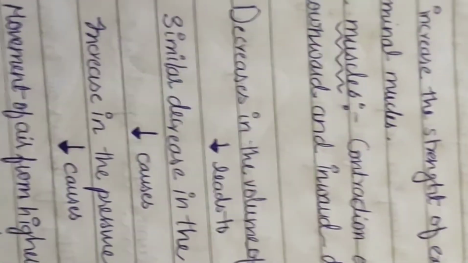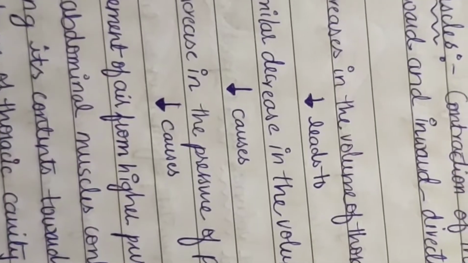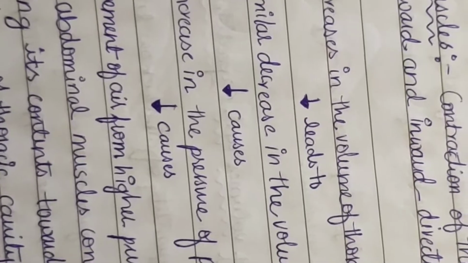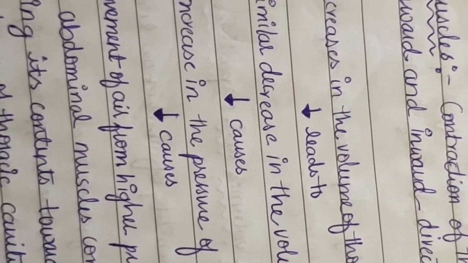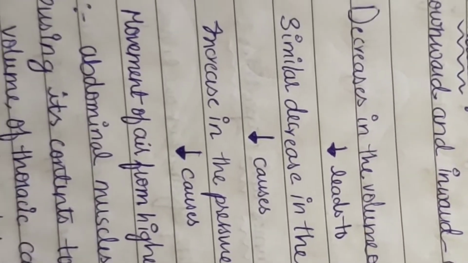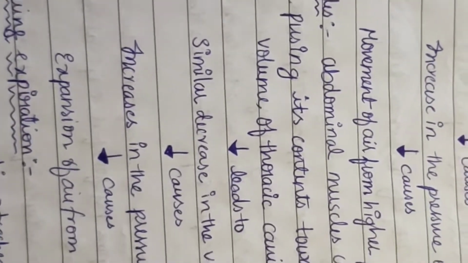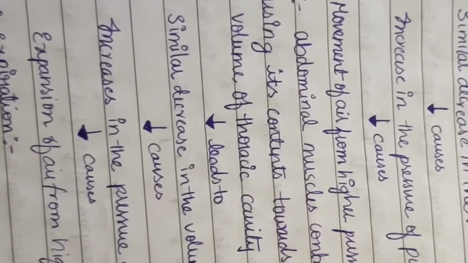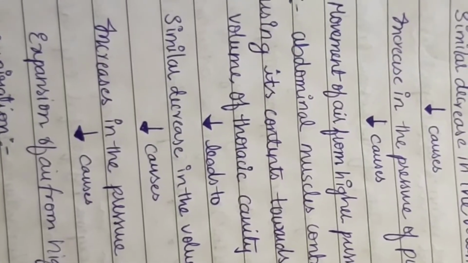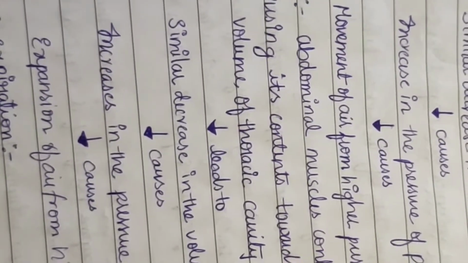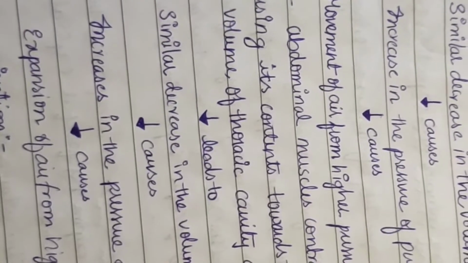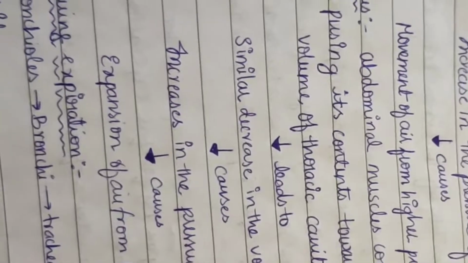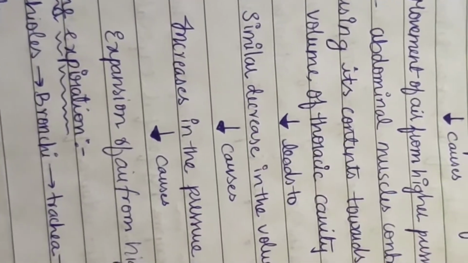Decrease in the volume of thoracic cavity leads to similar decrease in the volume of pulmonary cavity, causes increase in pressure of pulmonary cavity, causes movement of air from higher pressure to the lower pressure. Now, abdominal muscles. The abdominal muscle contracts, thereby compressing the abdomen and pushing its contents toward the diaphragm. The volume of thoracic cavity decreases, leads to similar decrease in the volume of pulmonary cavity, causes increase in pressure of pulmonary cavity, causes movement of air from higher pressure to lower pressure.